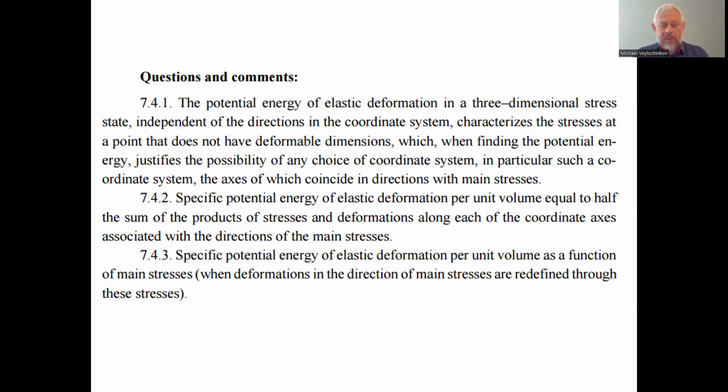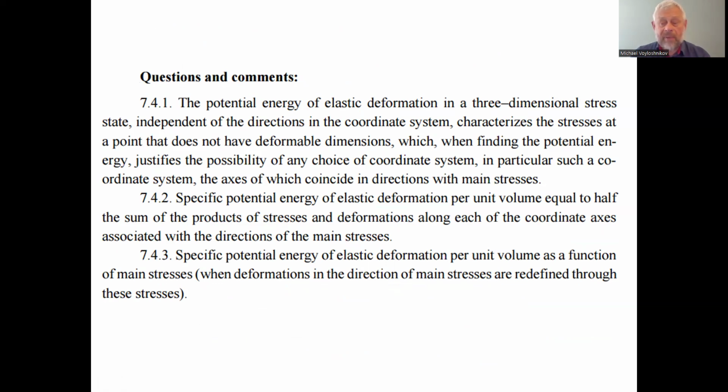7.4.1. The potential energy of an elastic deformation in the three-dimensional stress state, independent of the directions of the coordinate system, characterizes the stress at a point that does not have deformable dimensions, which, when finding the potential energy, justifies the possibility of any choice of coordinate system. In particular, a coordinate system whose axes coincide in direction with the main stresses.